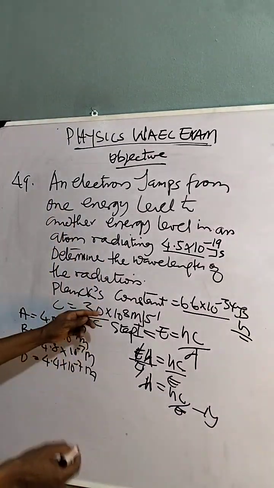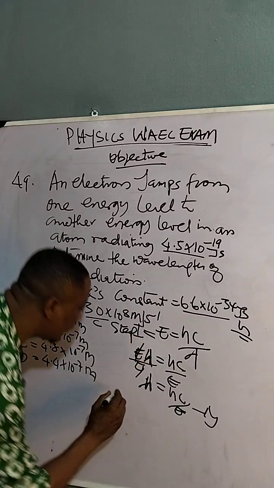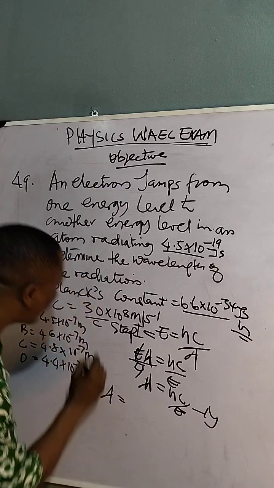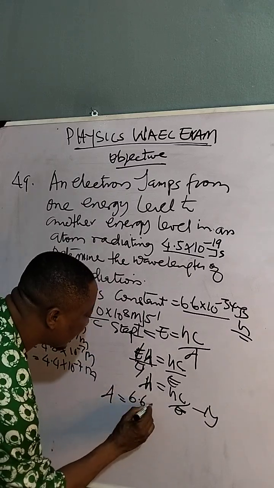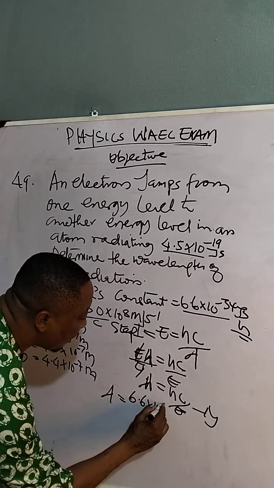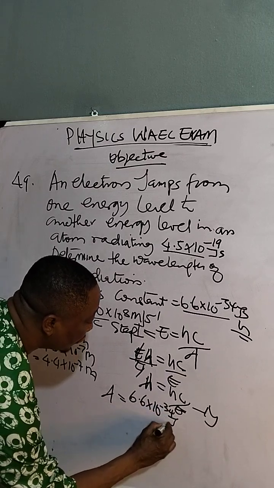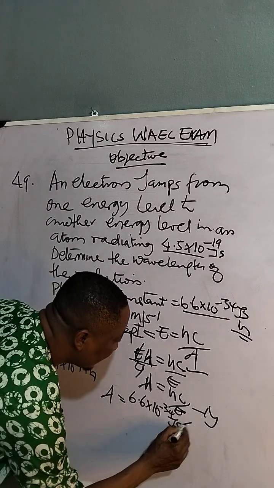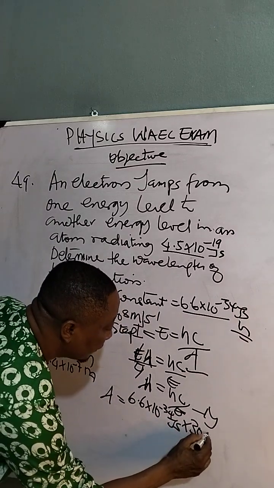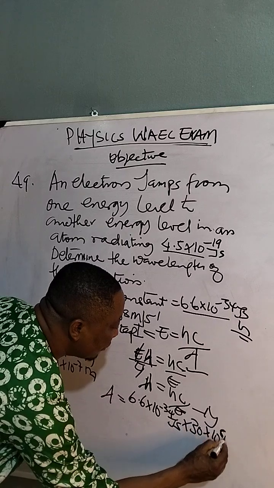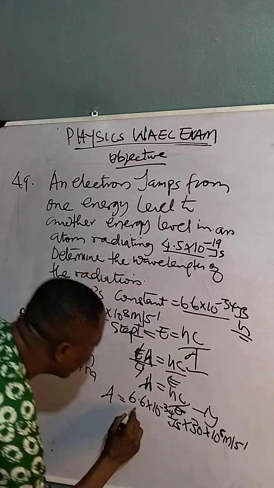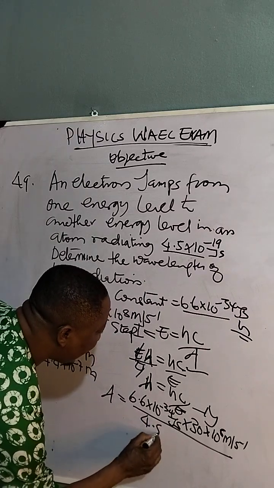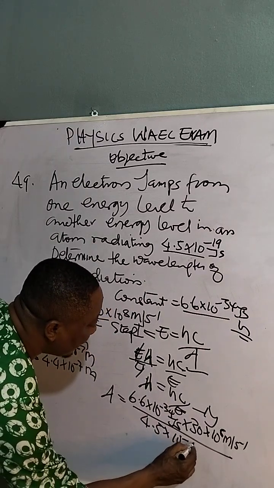Now we are going to substitute these values into this formula. We have wavelength equals: what is the Planck constant? 6.6 times 10 raised to the power minus 34 joules. Then C is 30 times 10 raised to the power 8 meter per second, all over the energy, 4.5 times 10 raised to the power 19.